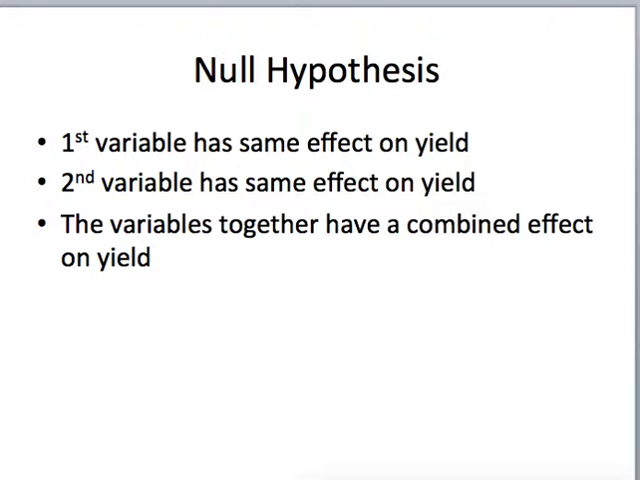Two-Way ANOVA has hypotheses that we need to try to disprove. No matter the amount of water it receives, it has the same effect on the yield. That's our first hypothesis. The second is that no matter how much fertilizer is added, it also does not affect the yield, and that the variables combined do not have a result that's greater than the sum of its own parts.